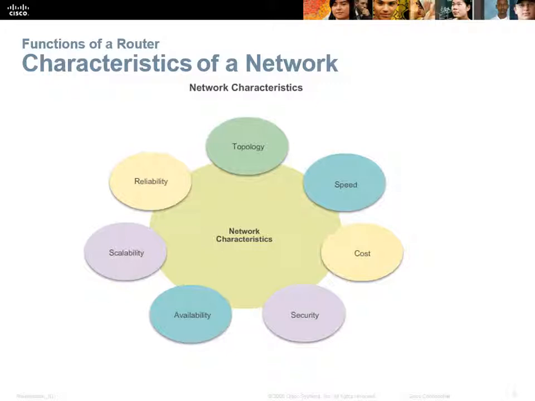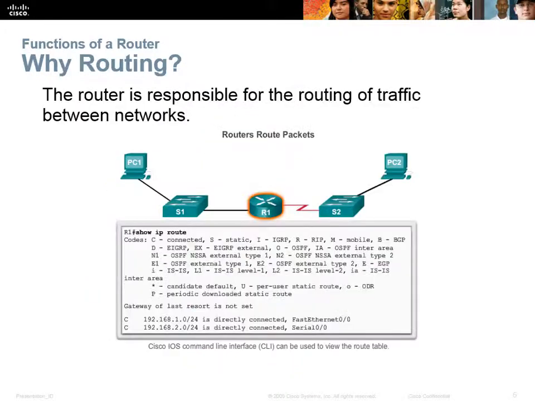Well, what are the characteristics of a network? Of course, you're going to have topology. You're going to have the speed. You're going to have cost, security, the availability, the scalability, the portability, reliability. Those are all characteristics of a network, right? Y'all have seen this many times up in your Network Plus class, right?